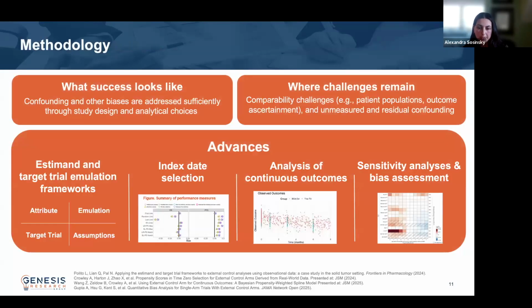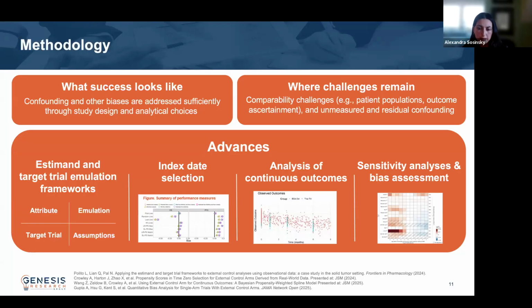The third cornerstone is methodology. It's vital to address confounding factors and other biases through careful study design and analytical choices. Robust research methodology sits at the heart of successful ECAs, but it's also where many big criticisms can arise. Key issues include comparability between patient populations, when and how outcomes are measured, and unmeasured or residual confounding.